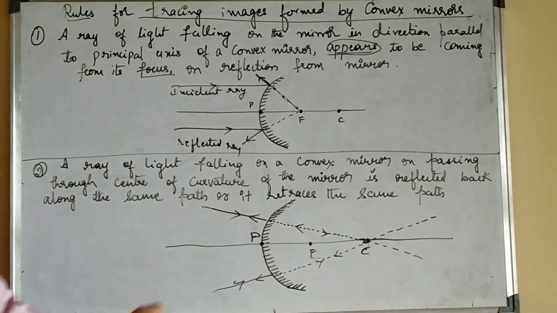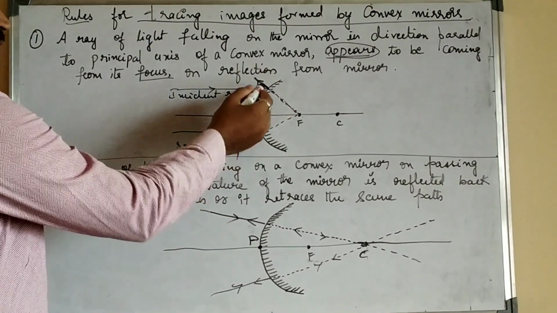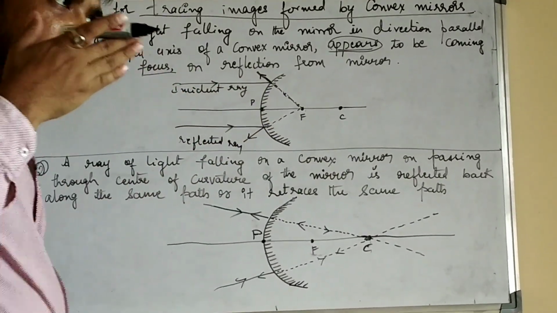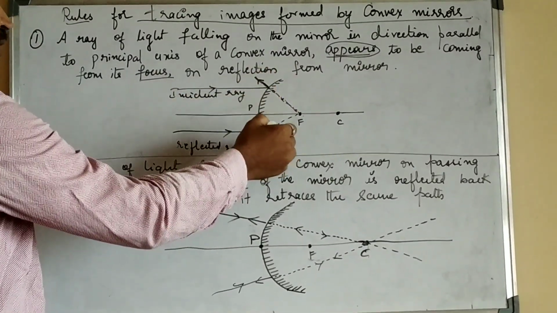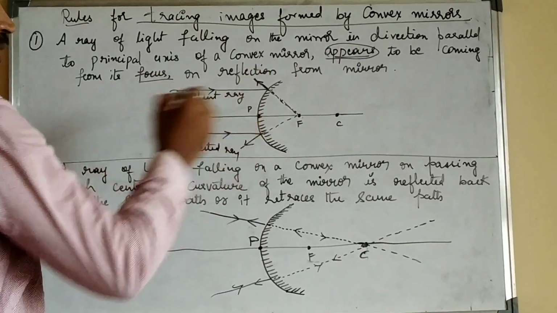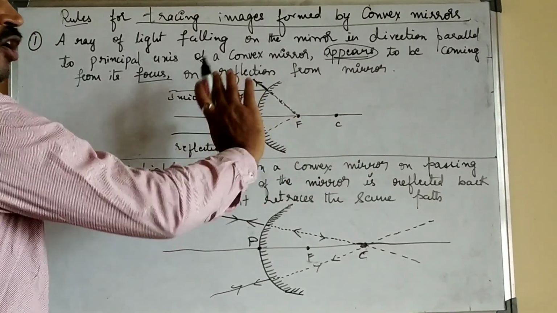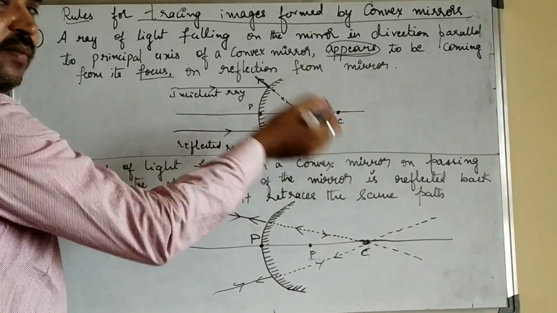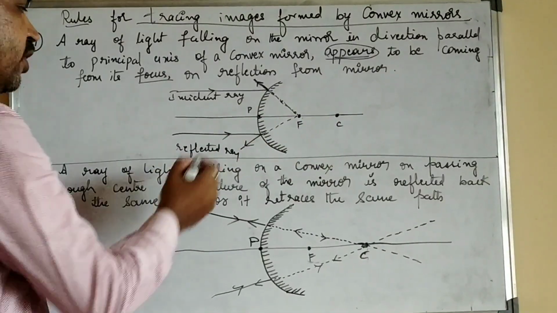Now you can see here. Now this is convex mirror. This is the reflecting surface. Obviously the incident ray should come on the reflecting surface. Now incident ray is coming. And the center line is principal axis. P is the pole of the mirror. To the other side of the mirror, or behind the mirror only, you should have principal focus and center of curvature, not here.